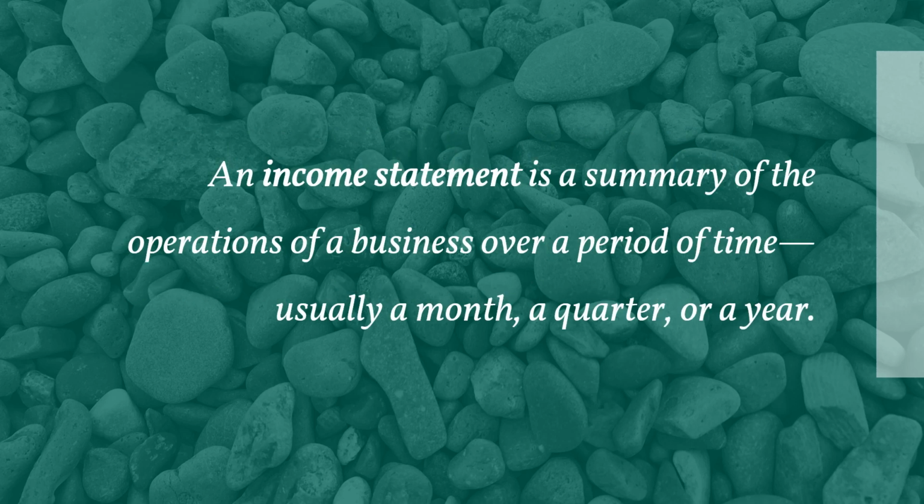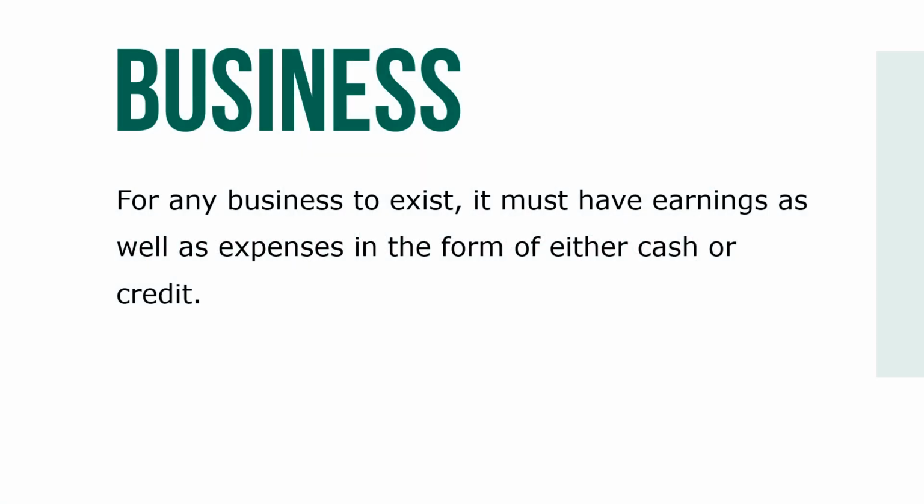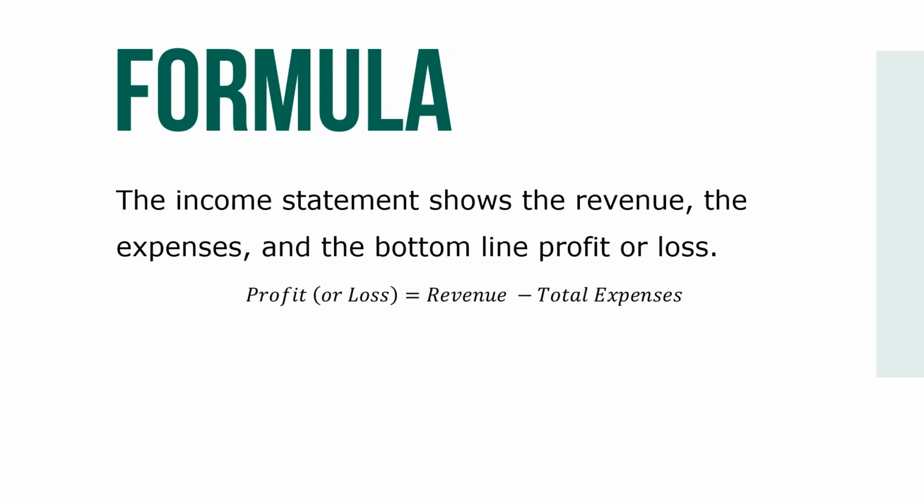An income statement, also known as an operating statement or profit and loss statement, is a summary of the operations of a business over a period of time, usually a month, a quarter, or a year. For any business to exist, it must have earnings as well as expenses in the form of either cash or credit. The income statement shows the revenue or earnings of the business from the sale of goods or services, the expenses, the cost incurred to generate that revenue, and the bottom line profit or loss, the difference between revenue and expenses.